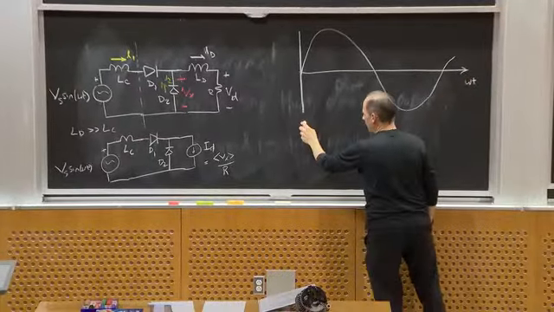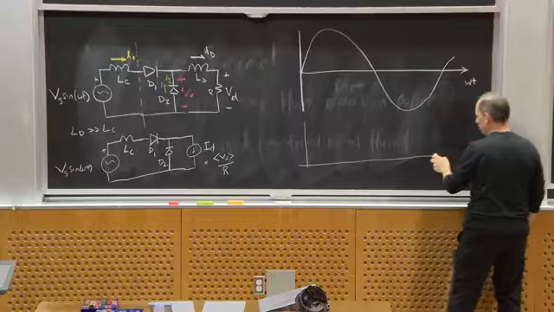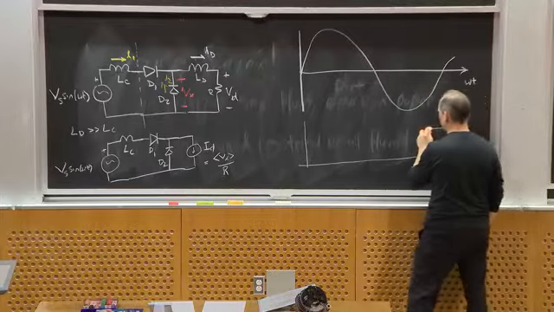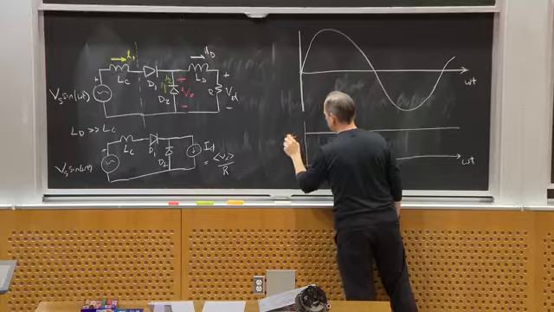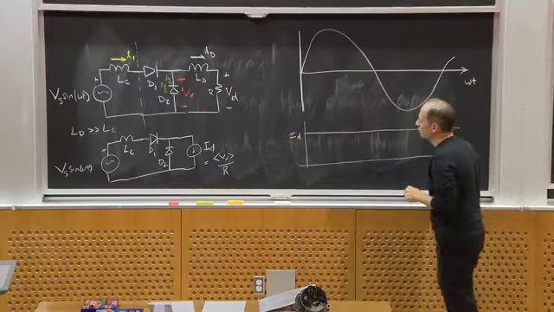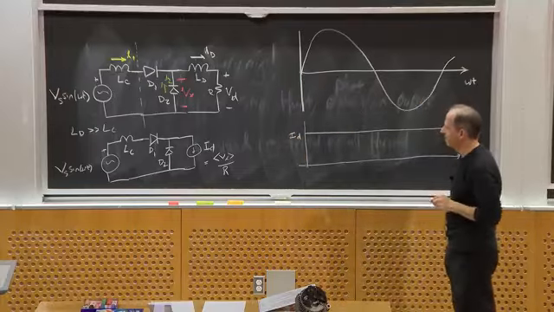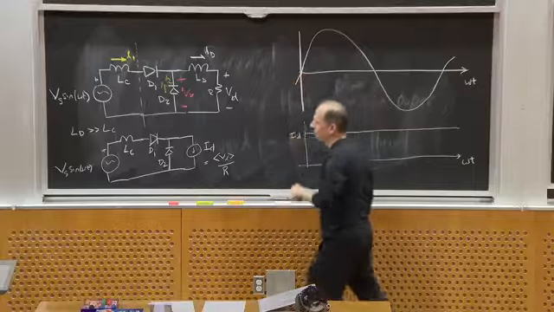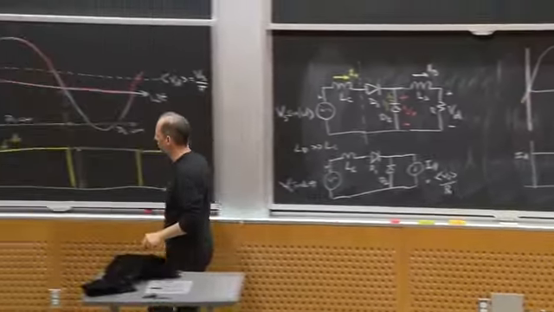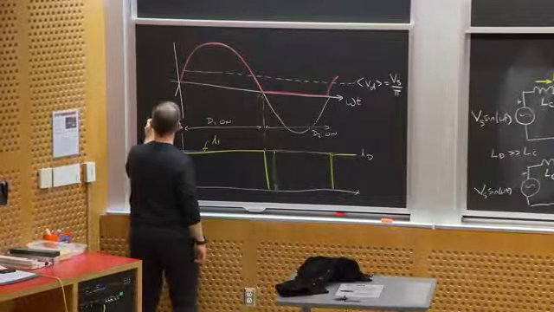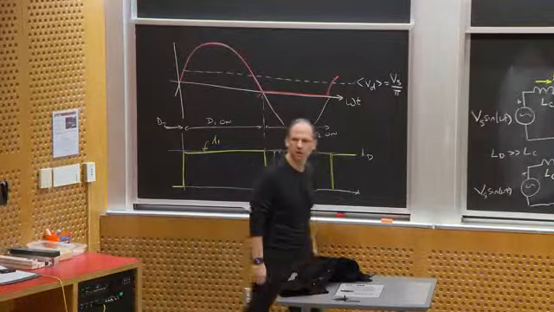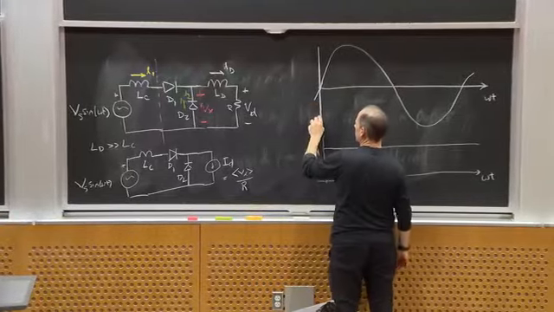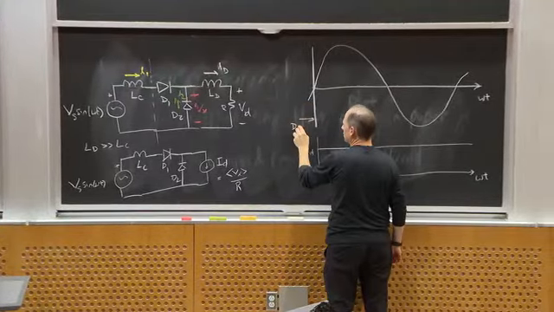And here is my current, right? So here's omega t. And I'm just going to assume my load current ID is constant. All right? So what did I have just before t equals 0? Over here, just before t equals 0, D2 was on. So let me assume that coming up to this point, D2 is on.